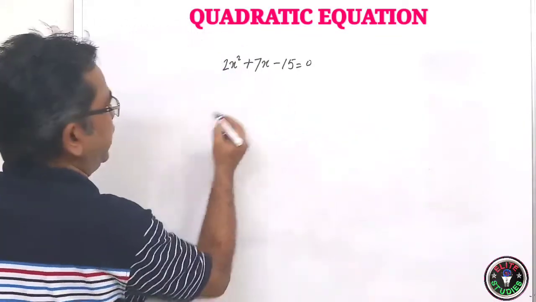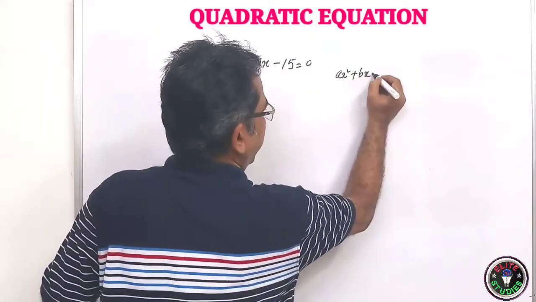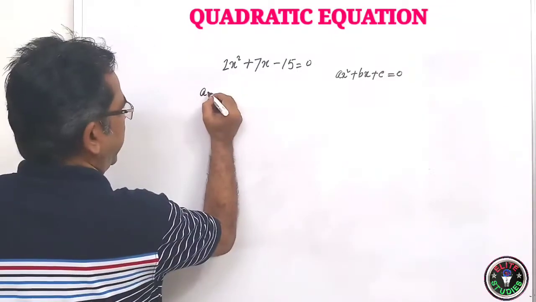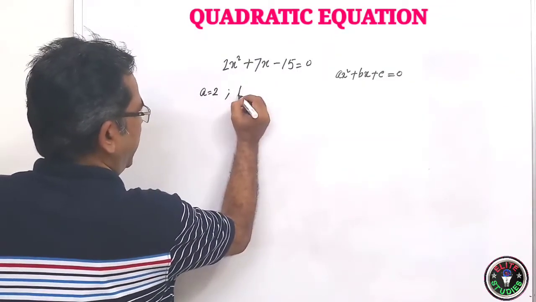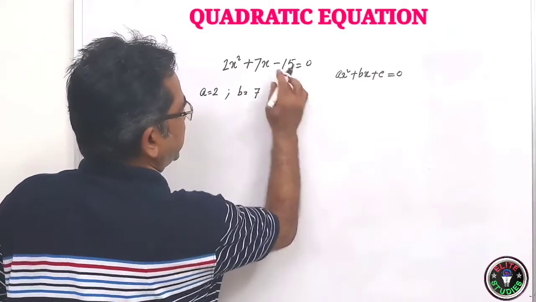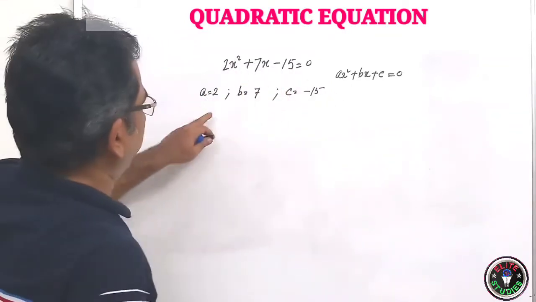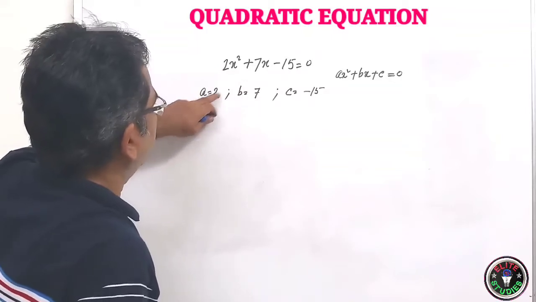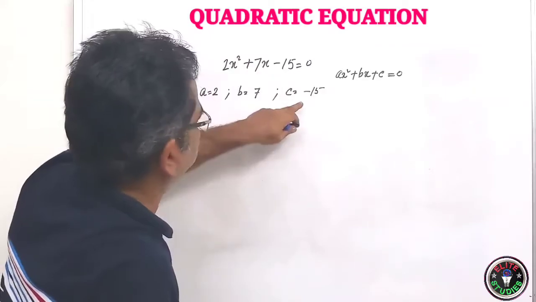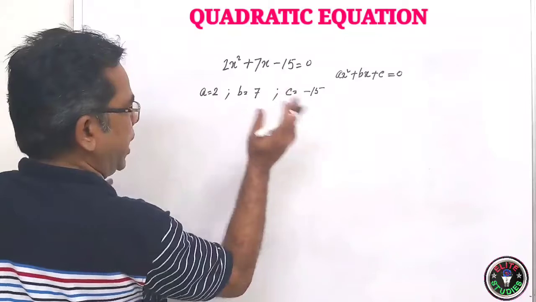Here, if you compare this equation with ax square plus bx plus c is equal to 0, we get a is equal to 2, b is equal to 7, and c is equal to, pay attention, not only 15, it is minus 15. You have to write everything with the sign. If it had been minus 2, you should have written minus 2. If it had been minus 7, you should have written minus 7. Now no need to do anything, directly you have to use the formula.